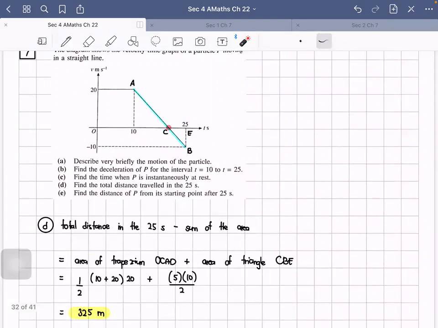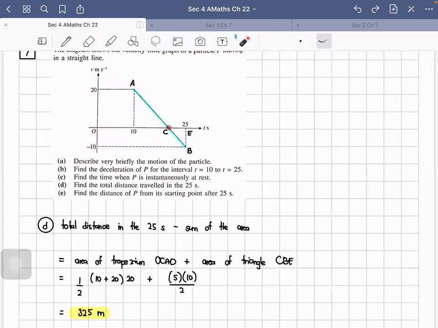Okay, so again, if it's asking for the total distance, class, you just need to compute for this area. Sorry, it should be bounded by the x-axis. Sorry, this one. Okay, and including this one right here. So how do you find the area under the graph bounded by the x-axis, or the time axis? Basically, class, you have this shape here. This is a trapezium, and this is a triangle.